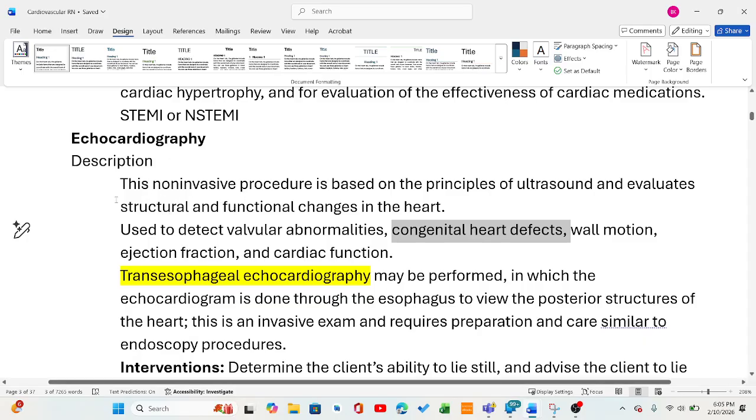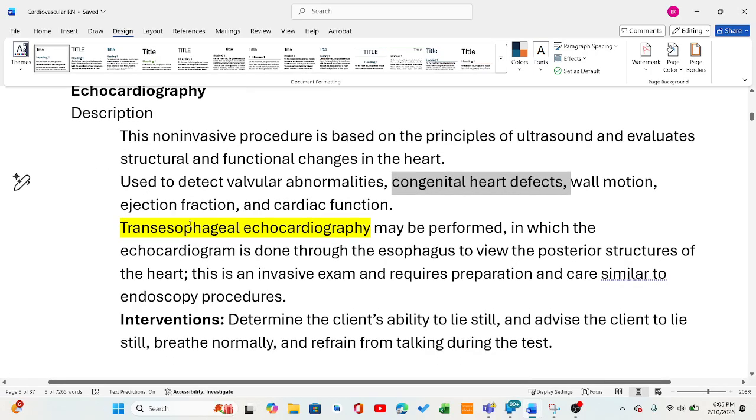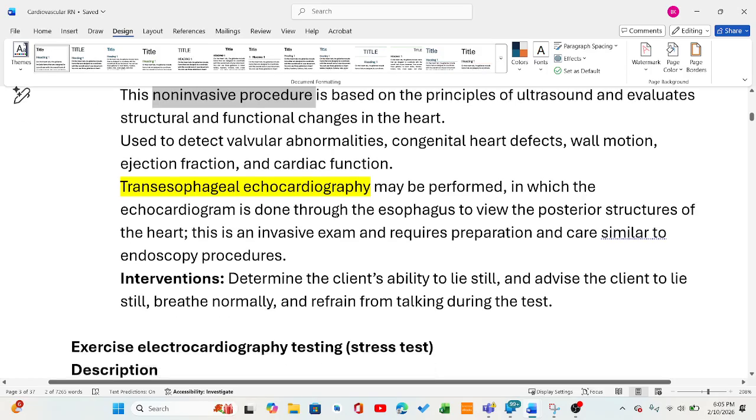So when that happens, we use the echo. With the echo, there's one thing that you need to know. This is not an invasive procedure, and therefore you don't need to put the person on NPO. You also don't need to get informed consent for that.